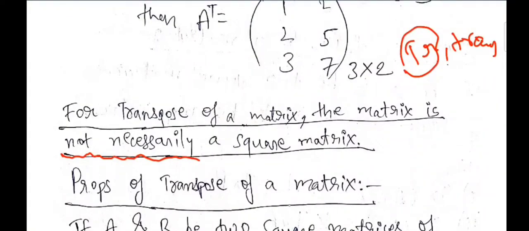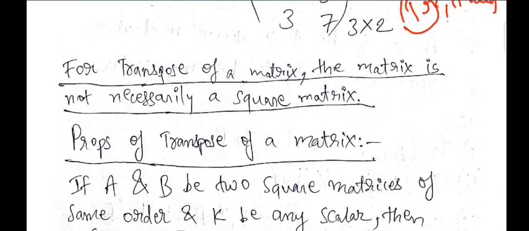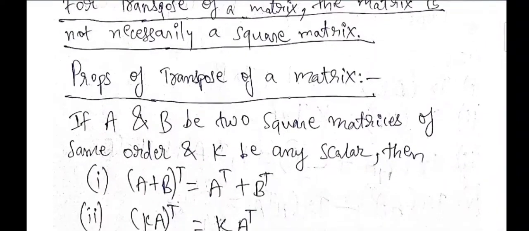So for the transpose of a matrix, the matrix is not necessarily a square matrix. This also we have learnt. Very good. Now properties of transpose of a matrix. We will look at the properties of transpose. What are the various properties of the transpose of a matrix?